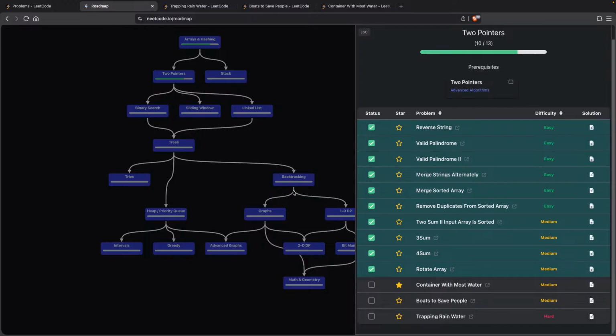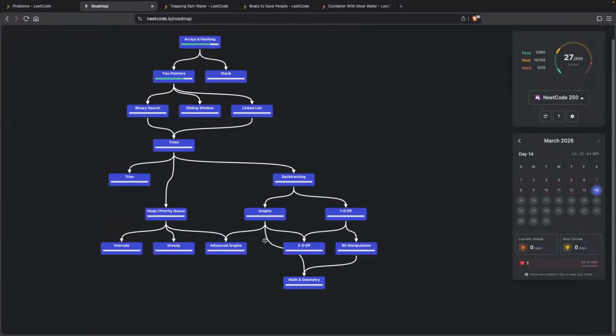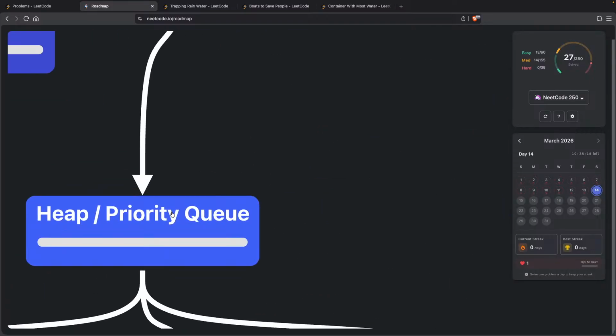Backtracking, yes, I have done the backtracking thing. The graphs, 1D DP. Yeah, the graph, to DP, bit manipulation. I have done the DP thing. Graph I have done, but not the advanced algorithm things. I have skipped that. Advanced graph, I think this is the advanced graph of the graph. Greedy and intervals. I think greedy I have seen. Okay. Heap priority queue. I need to do the heap priority queue.